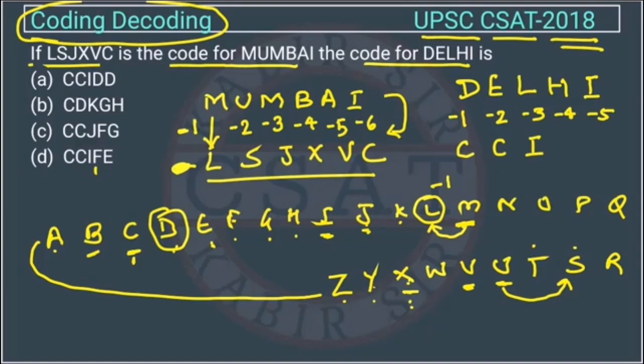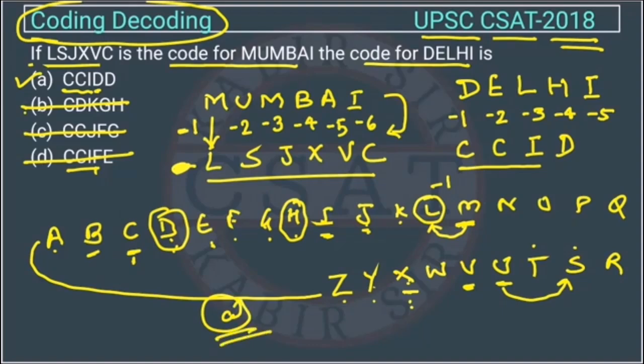Now you can check from the options. The answer initially has CCI. CCI is here and here, so option B and option C we can eliminate. Now the answer will be from A or D. Next word is H. H is here, so 4 steps backward, first, second, third, fourth. So this will be D. So the answer will be A, because it has D here, and this has F, so this cannot be. So the answer will be option A.